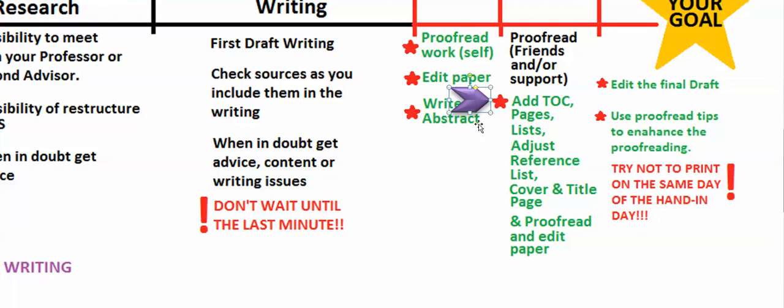While they are reading and proofreading your work, this is where you can work on the rest of your paper. Add the table of contents. Make sure you got your pages right, which part uses Roman numerals and which part uses Arabic numerals. Make sure your reference list is all adjusted, in alphabetical order. If you have other lists, like a list of figures or list of abbreviations, get them all arranged nicely. And then create your cover page and a title page.